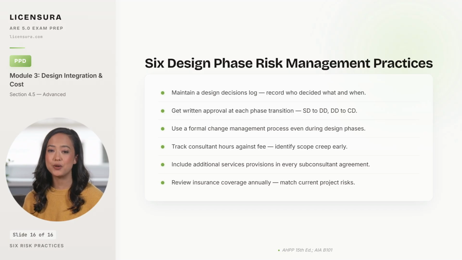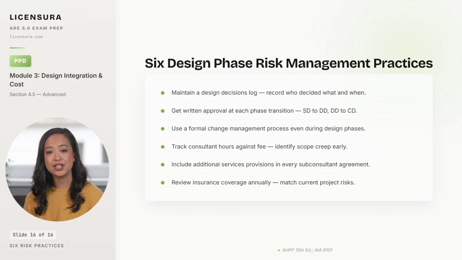Second, get written approval at each phase transition, SD to DD, DD to CD, because a phase transition signed off in writing fixes the scope as it stood at that moment, and any subsequent change is a documented change rather than a contested one. Third, use a formal change management process even during design phases, not just during construction. The design phase is where most scope creep happens, and a formal process forces documentation.